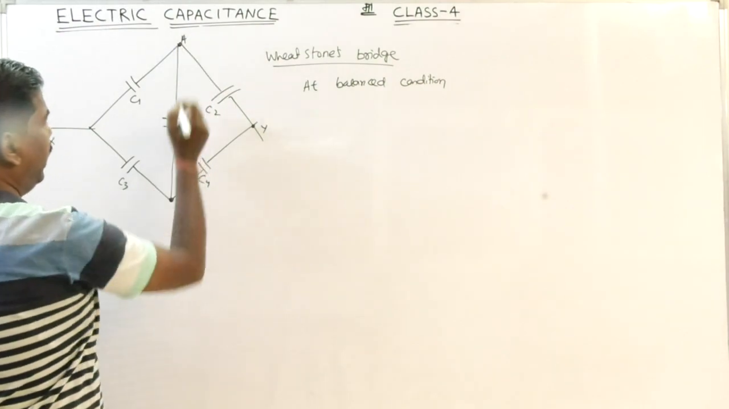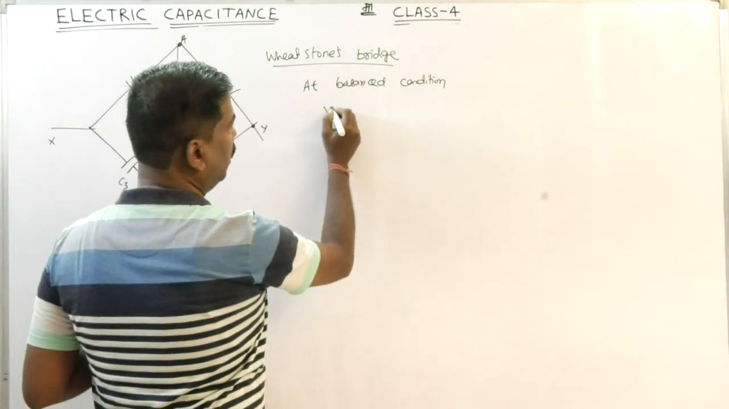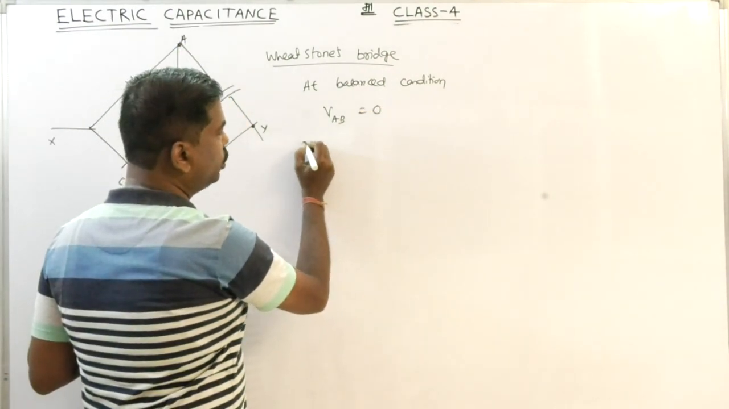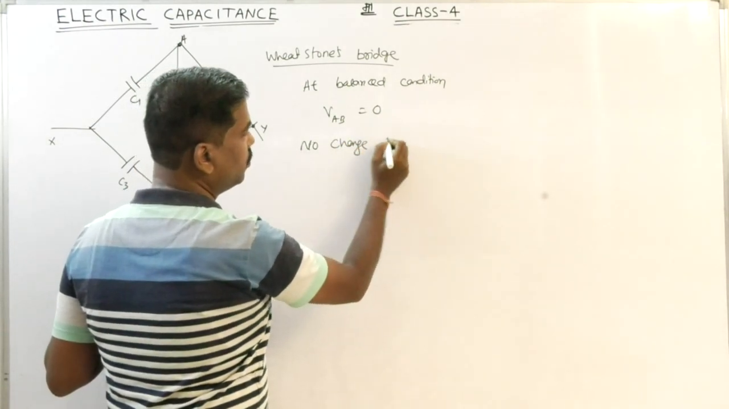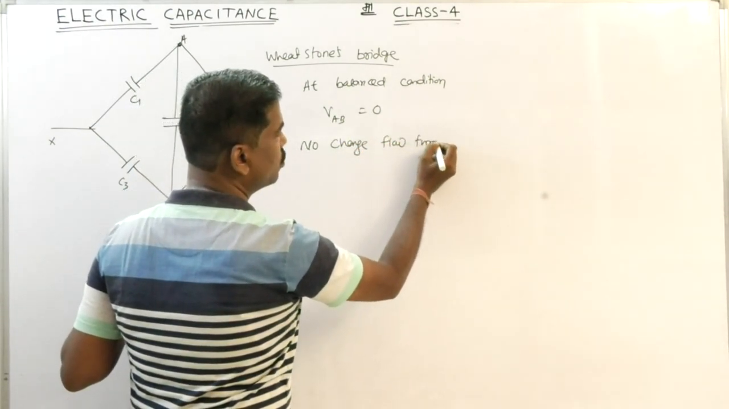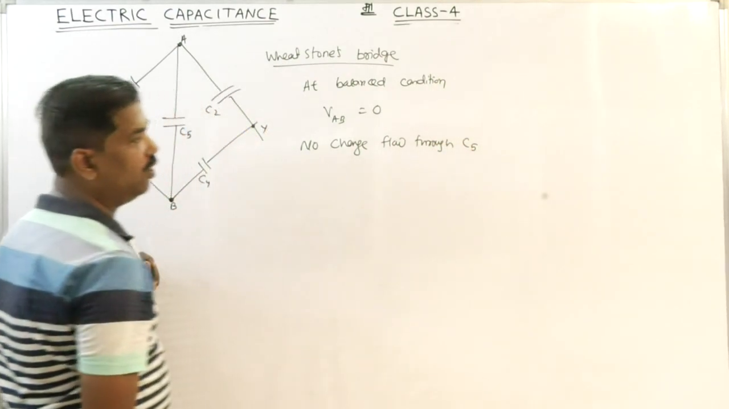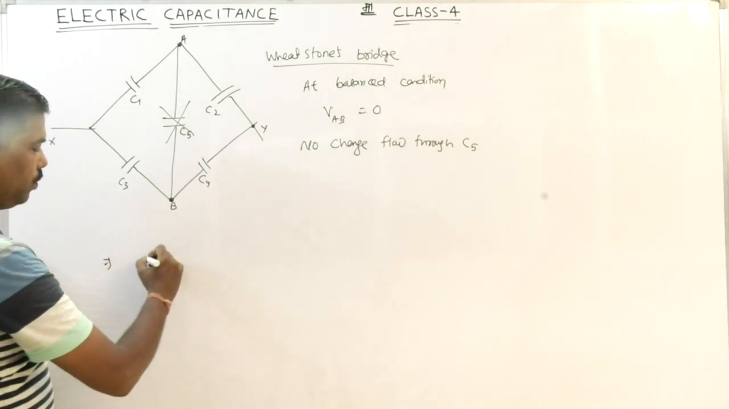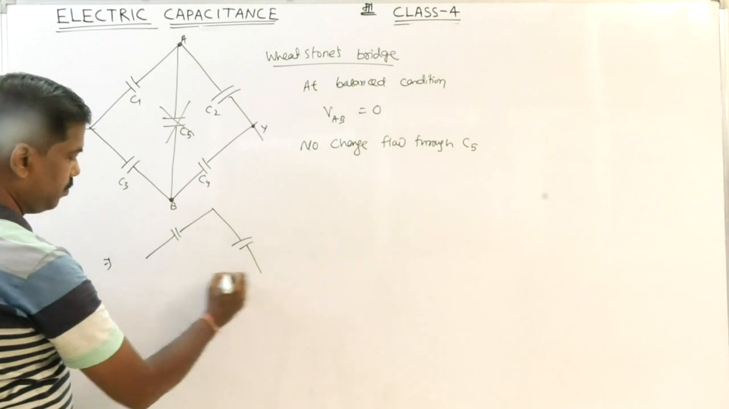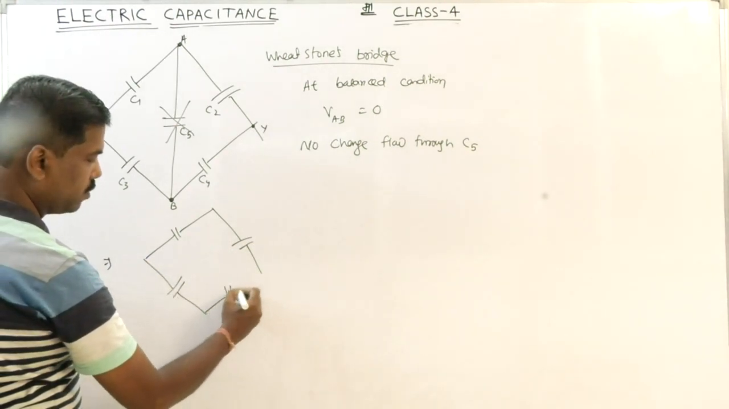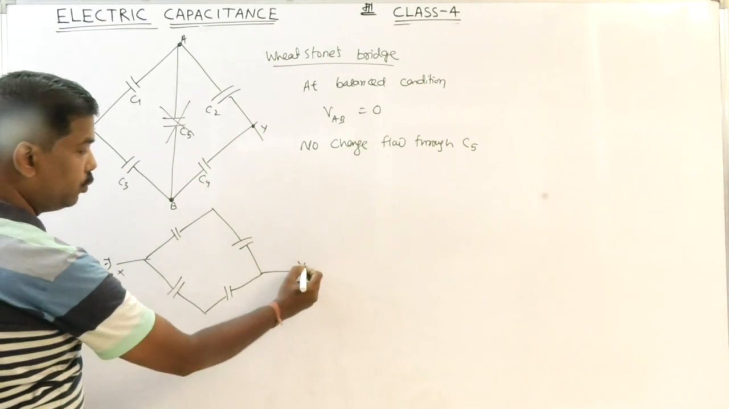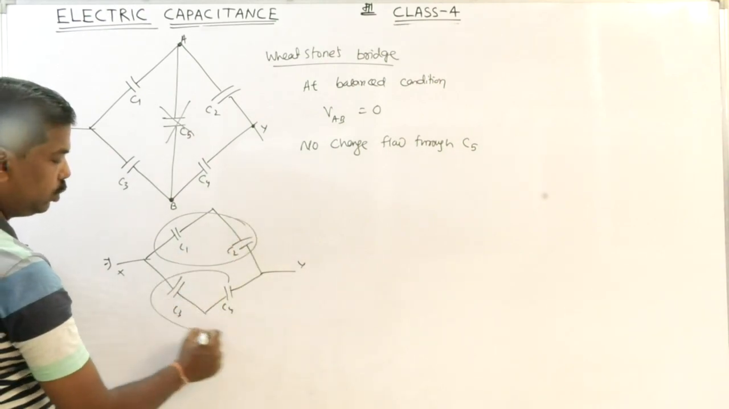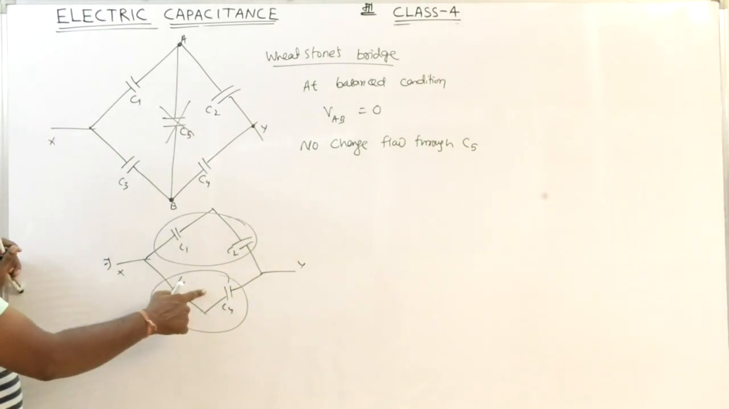Let the points be A and B. At balanced condition, VAB is equal to 0. There is no potential drop. Therefore, no charge flows through C5, so this is invalid. Hence, the circuit reduces to this: this is X and this is Y, with C1, C2, C3, C4. So these two become series, these two become series, and the two branches are in parallel.